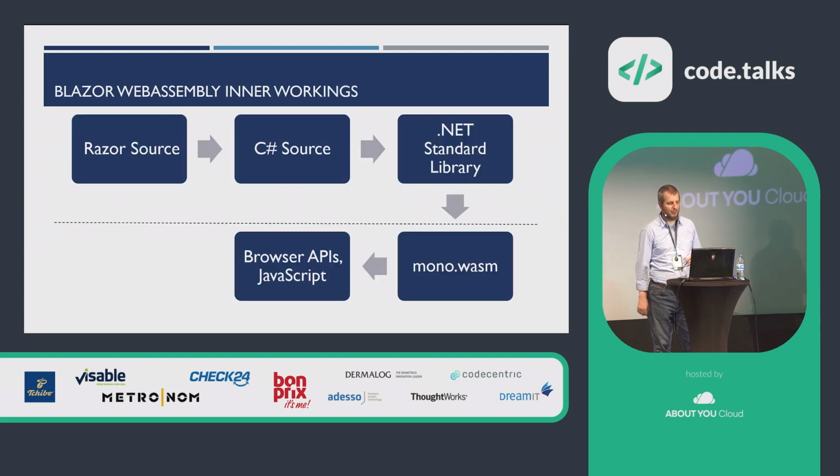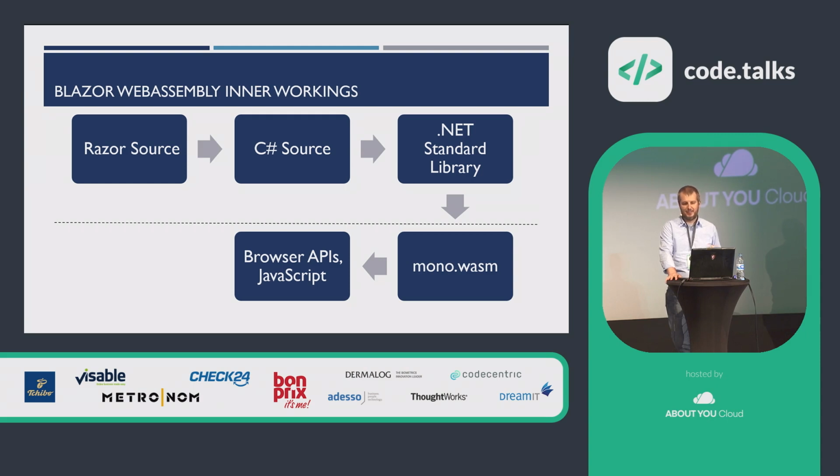So here's how the whole thing looks. You start with Razor source, which is mixed HTML and C#. Razor gets compiled to pure C#, which when executed is going to generate HTML and JavaScript. Then you run this pure C# through the C# compiler, and it generates a .NET standard library for you. Above the line, this is what happens on the development side. So you end up with a .NET standard library that contains code that, when executed, is going to generate HTML.